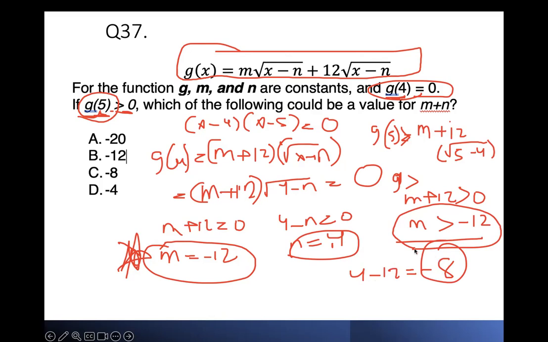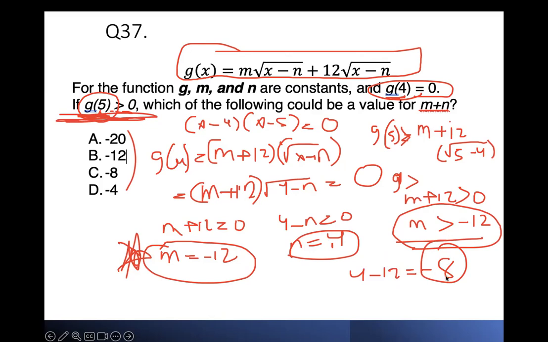Look at the trick. You find m plus n, which is 4, n minus 12, and that will give you minus 8. So what should be the right answer? It's coming from here. The answer choice they've been giving you, you've got to make sure g of 5 is greater than 0. This is your g of 5, and it should be greater than 0.